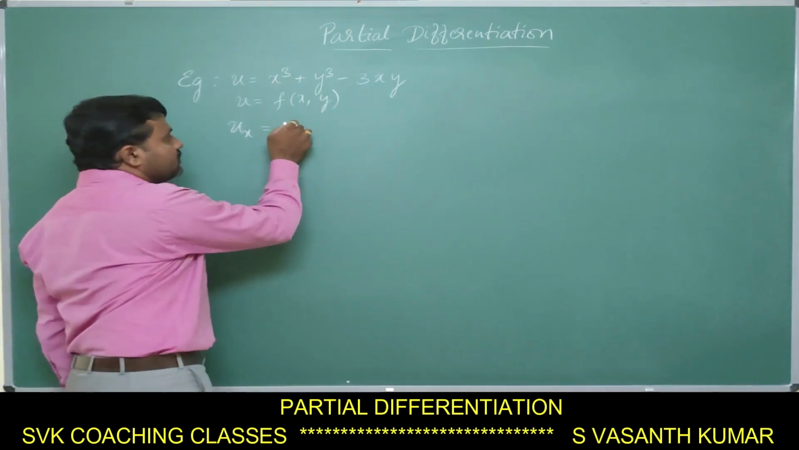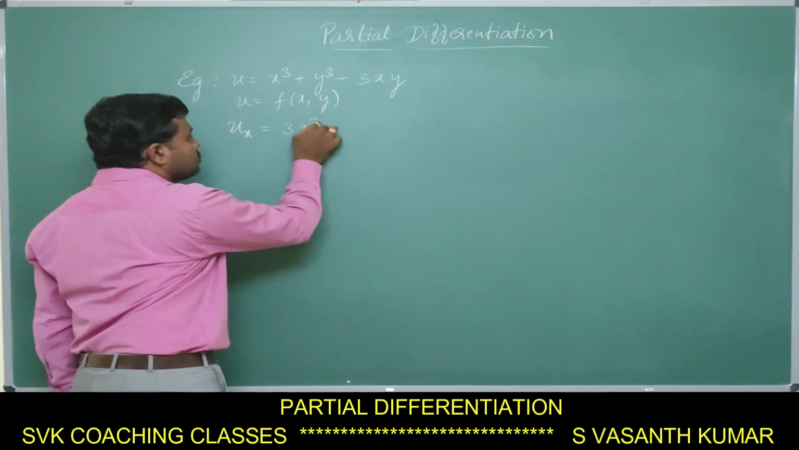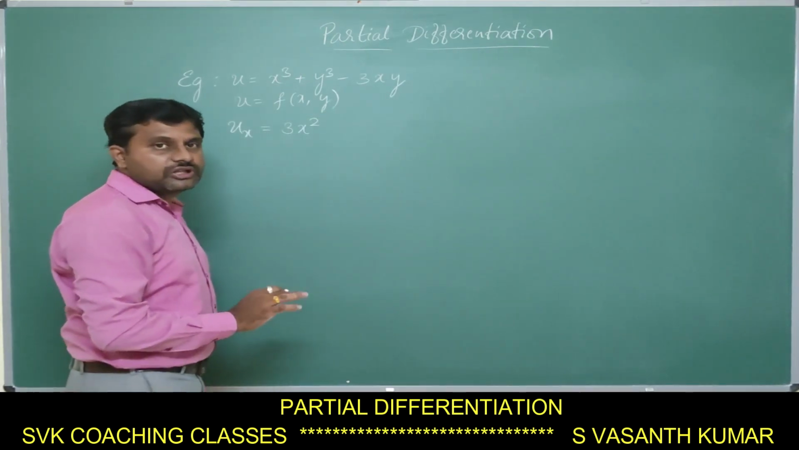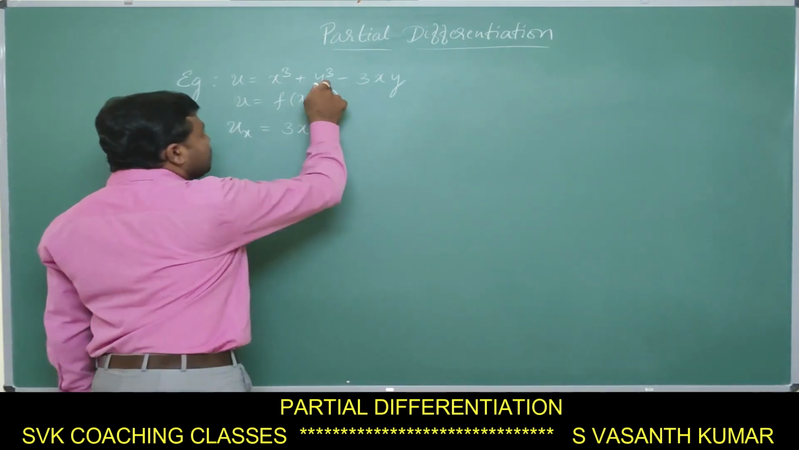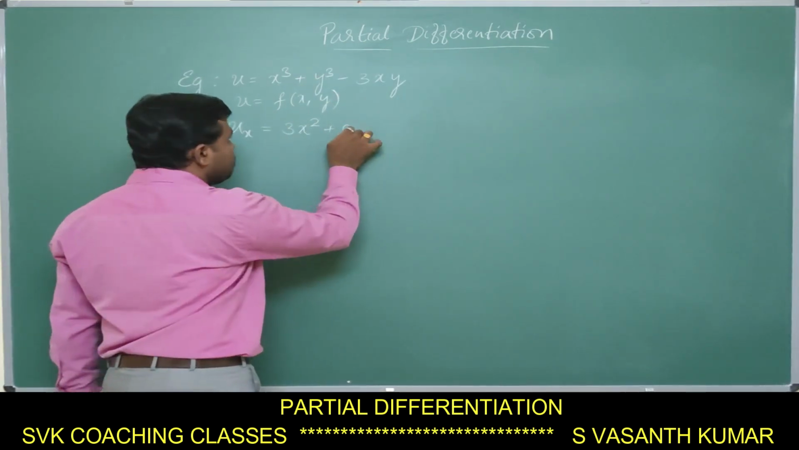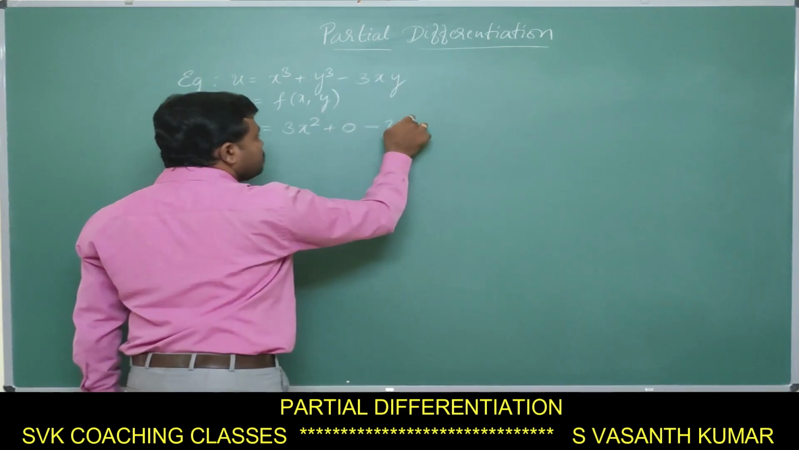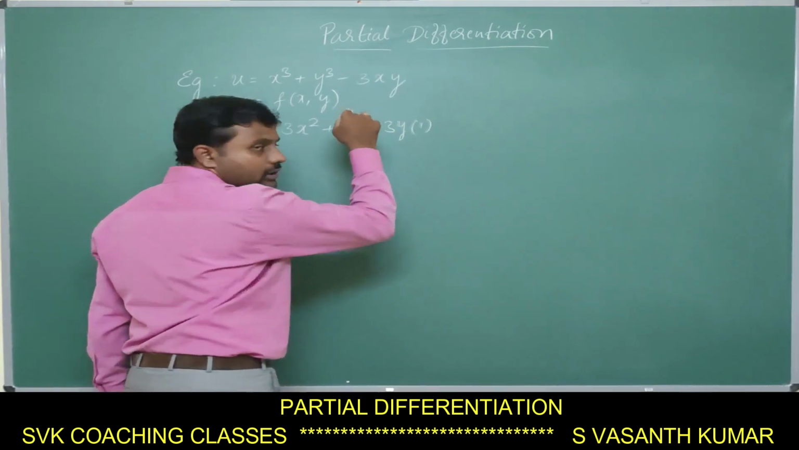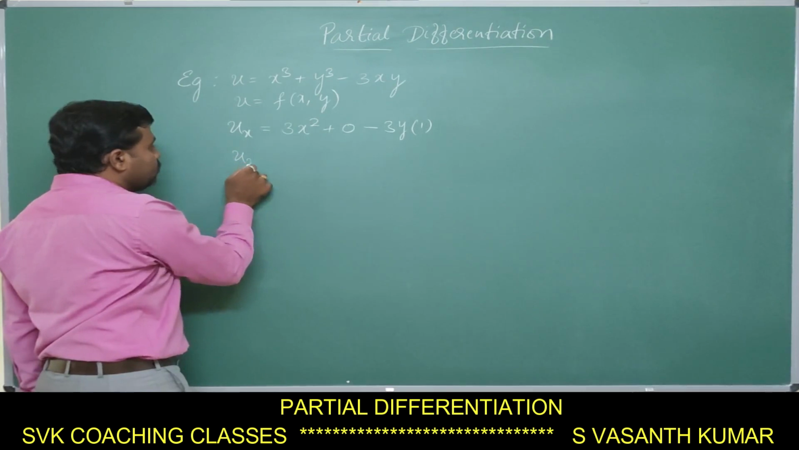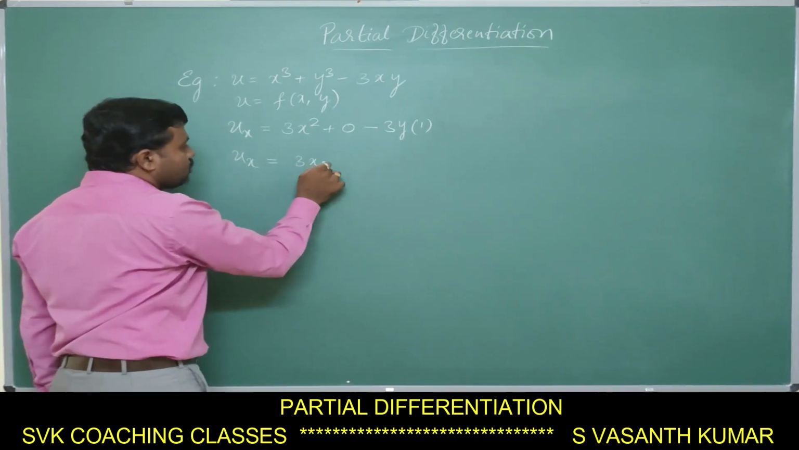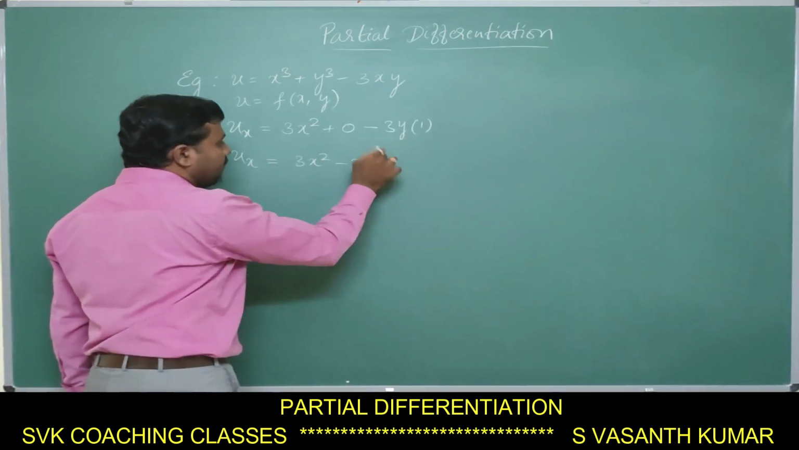So derivative of x cube is what? 3x square. The derivative of x cube is 3x square, plus a derivative of any constant value is 0, minus 3 and y are constant. The derivative of x is 1. So therefore I will get ux as 3x square minus 3y.